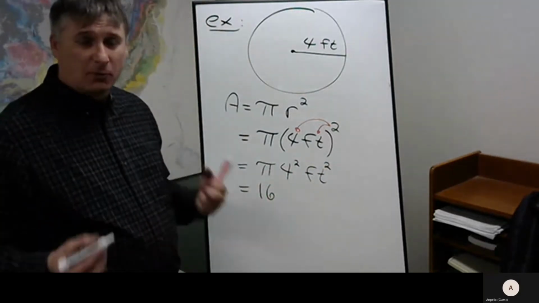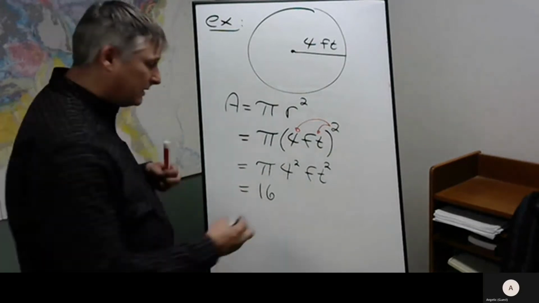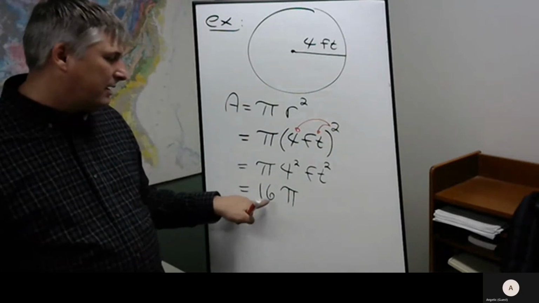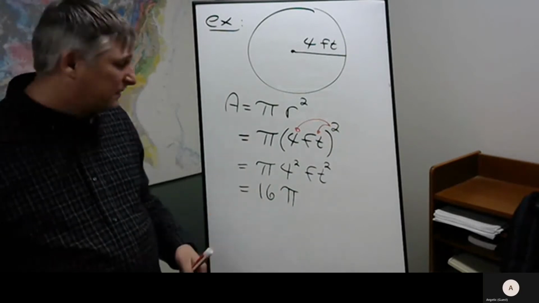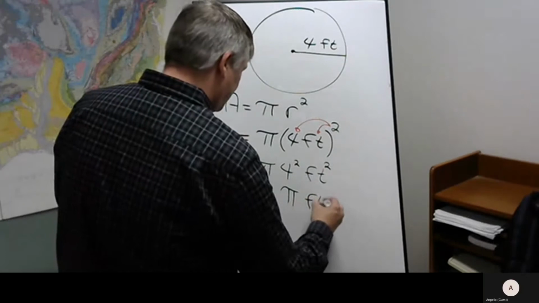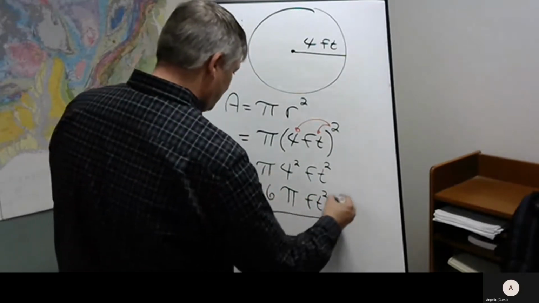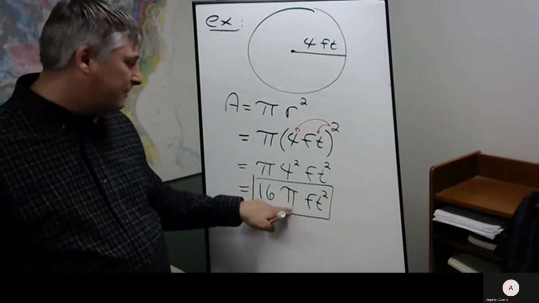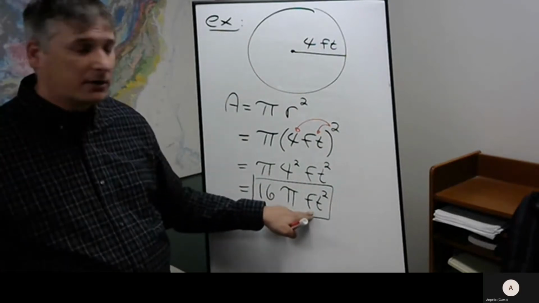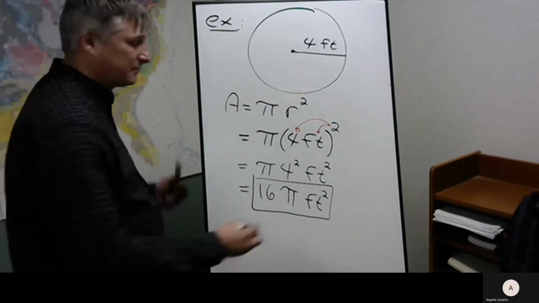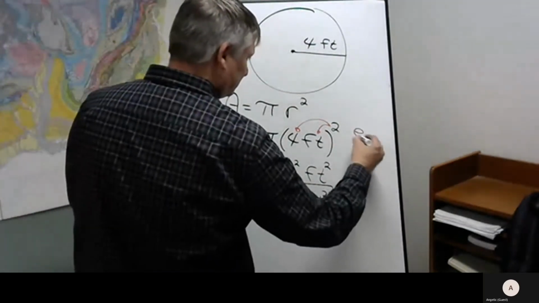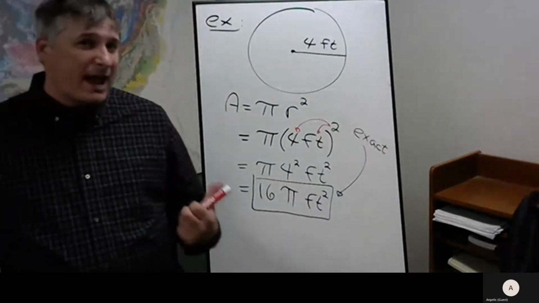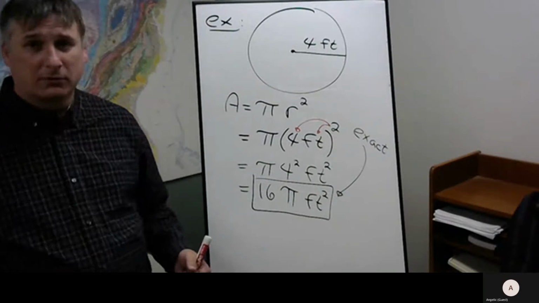Now 4 squared is 4 times 4, and so that's going to be 16. And just as a convention, we put the pi behind the digits, just something we do. And then you still have your feet squared. So leaving things like this, we have 16 times pi feet squared. We call this the exact answer. So in the homework, when it asks for an exact answer, this is what they're looking for.